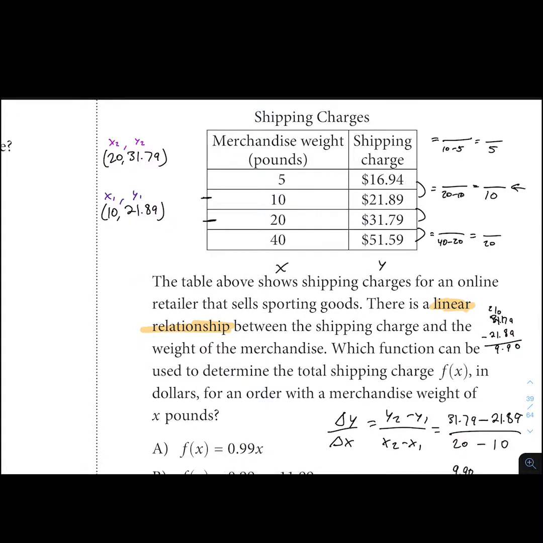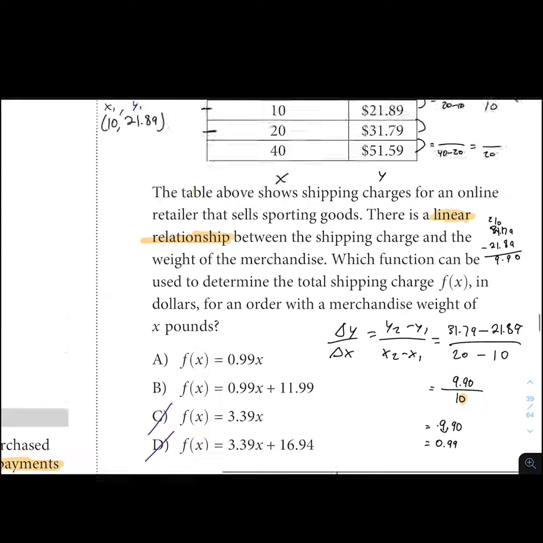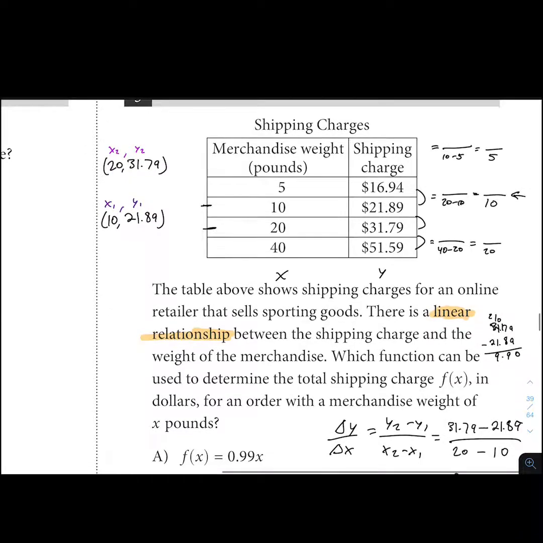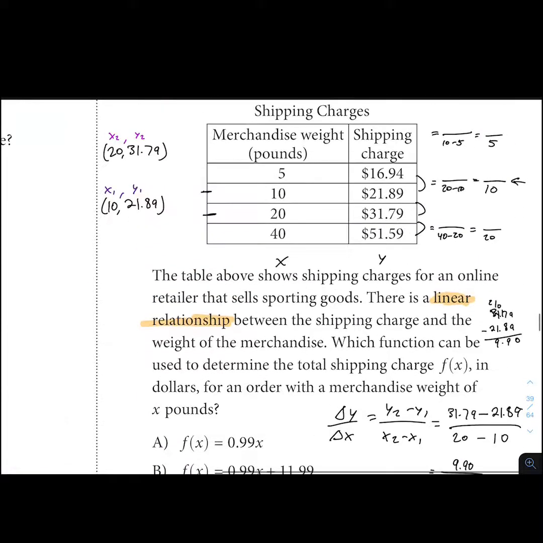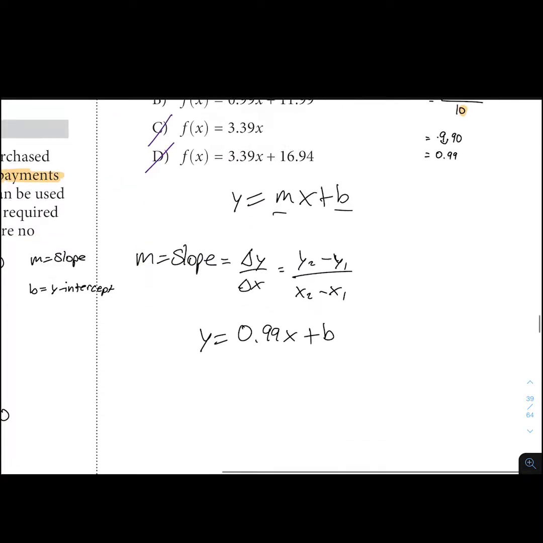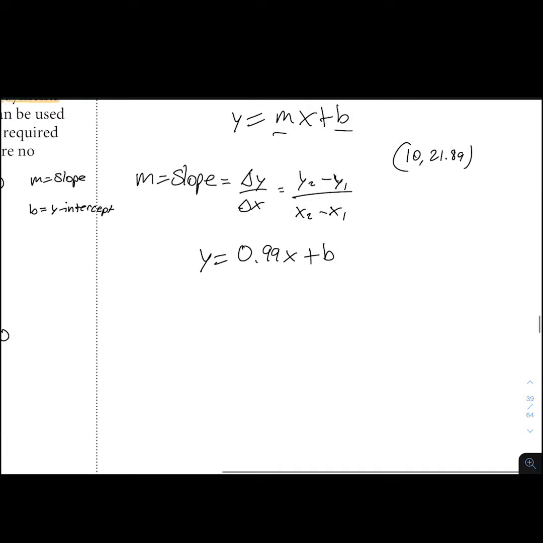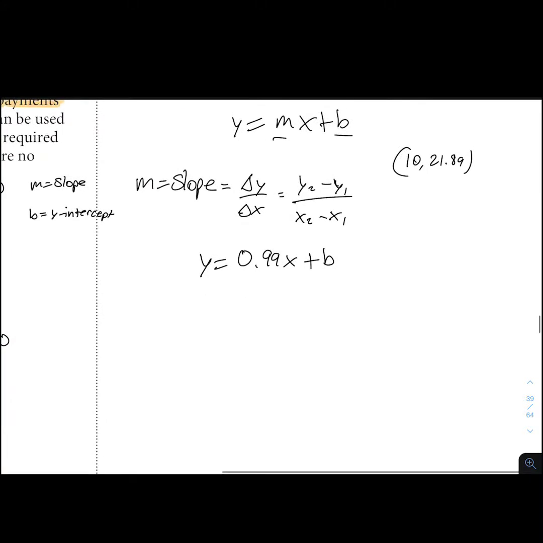Now, there are different ways to approach finding your b value. I'll show you three different ways. So the first way is, okay, you have 4 different ordered pairs. Plug in one of the 4 ordered pairs. So I'm going to use the pair 10, comma 21.89. Again, I picked it because 10 is a nice number. You can take this ordered pair and plug it into the equation y minus y1 equals m times x minus x1.